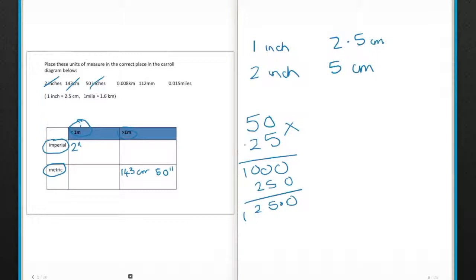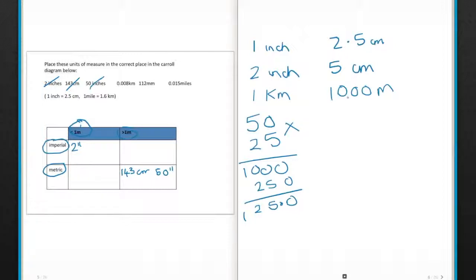0.08 kilometres. Is that bigger or smaller than a metre? Well, 1 kilometre is 1,000 metres. So if I'm at kilometres and I want to get to metres, I'm going from a low number to a high number. I'm going from 1 to 1,000. To go higher, I times.